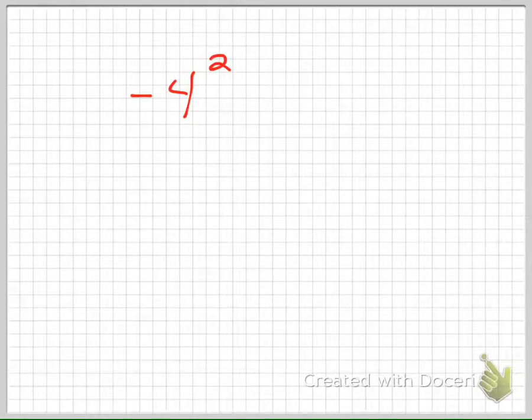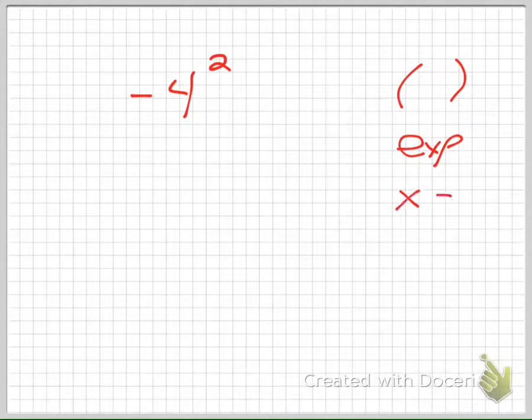This is the reason why we put things in parentheses. This right here is this. What is the order of operations? Chad? Parentheses, exponents. Parentheses is first, and then you go exponents. Then it's multiply and divide. Then it's add and subtract.